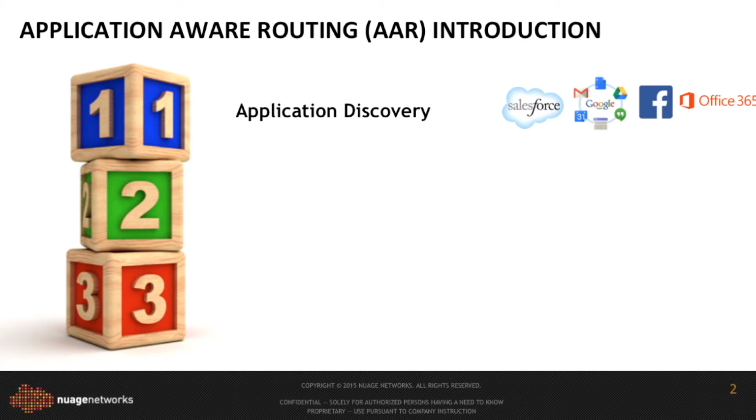Application-aware routing consists of three functions. Application discovery, which is a DPI engine that classifies network applications as they come to the Nuage router. We classify applications based on their layer 7 signature or based on a 5-tuple flow information that the customer defines. Application discovery gives you a full view of all the applications that are running in your network, including the bandwidth that they are consuming and the WAN path that they are taking.